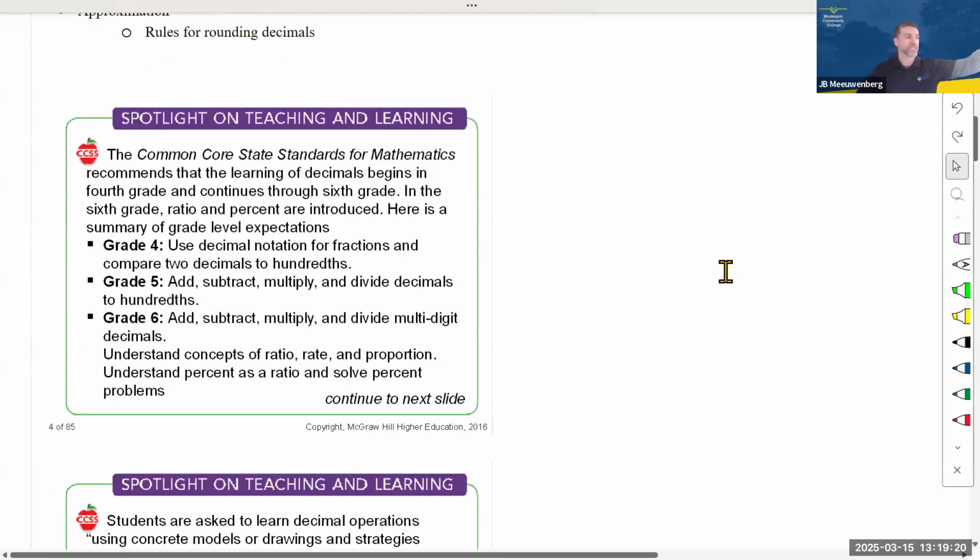So a couple things regarding the spotlight on teaching and learning. The Common Core we've talked about. You can see here some of the expectations for students when they are in grades 4 and 5 and 6. Notice how it references ratio and percent as well. Concepts of ratio, rate, and proportion. Decimals are linked with these ideas.